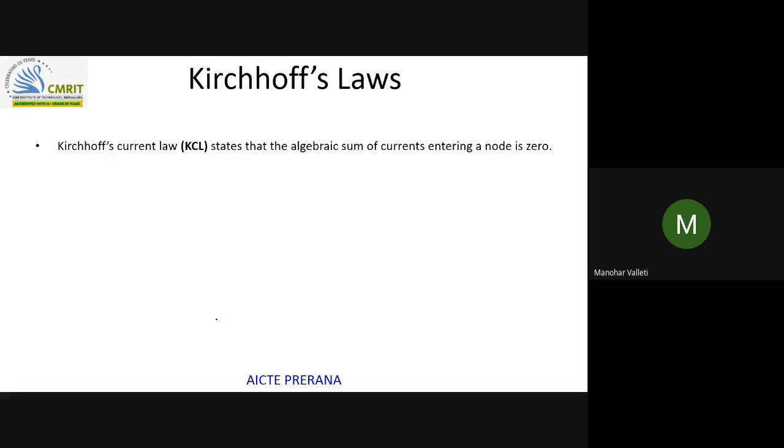So Kirchhoff's current law says the algebraic sum of currents entering a node is 0. Or this can be told in reverse also, right? The algebraic sum of currents leaving you can also say. Any one only you consider.